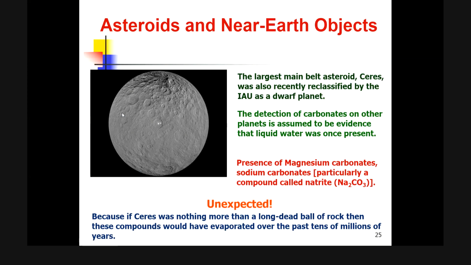I had shown you this example of the largest main belt asteroid, Ceres, which was also recently reclassified as a dwarf planet, and the detection of carbonates there was considered a huge discovery. And why would the discovery of carbonates have been considered a huge discovery? I think we had also discussed that. Because carbonates are normally dissolved in water as a solution, and when the solution evaporates, carbonates precipitate. So if you're finding carbonate somewhere, it could be indicative of liquid water or solution existing on that planetary body, right?